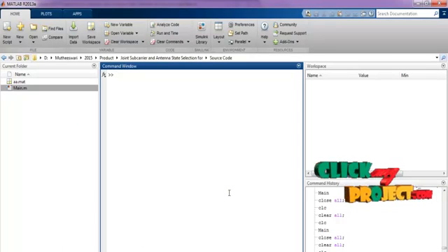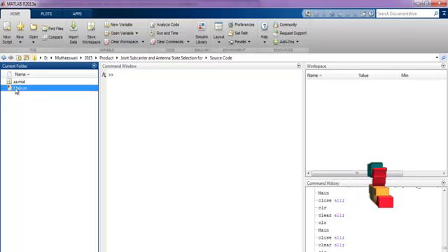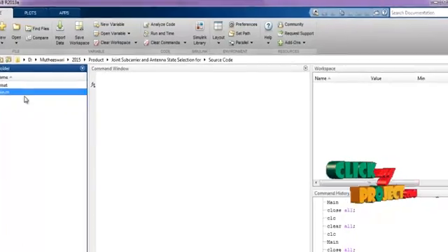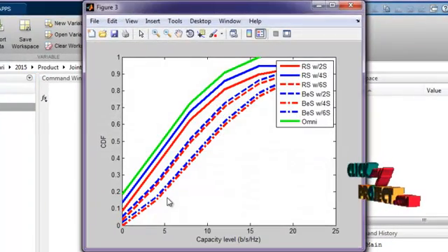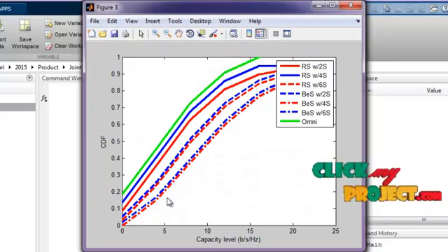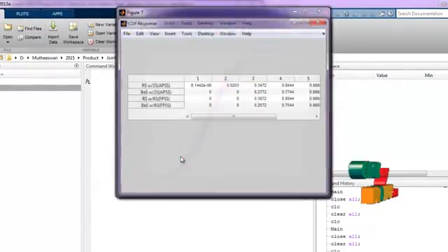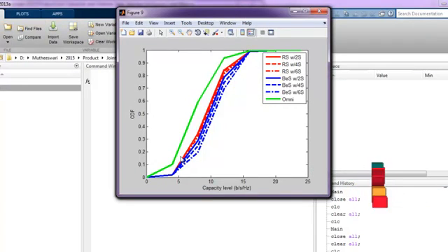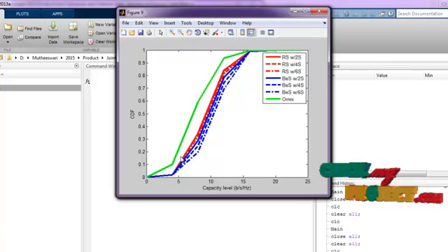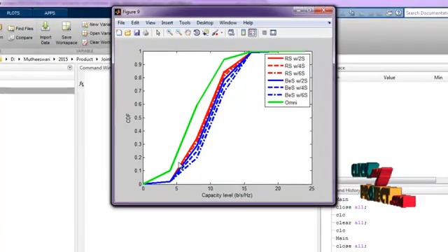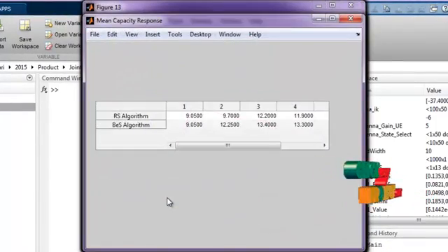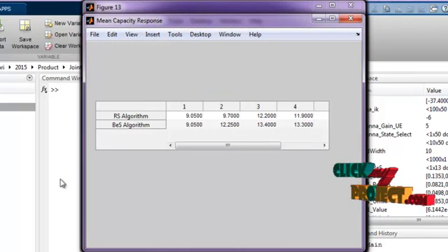Let me discuss the running procedure for our process. Select the main.m file in the current folder, right-click the file and run it to execute this process. In this process, we have performed both algorithms, that is the RS and BS algorithms. These two algorithms are used for the joint subcarrier allocation and antenna state allocation process. Here we implemented the APSS and FPSS approaches for performing the antenna state selection algorithm.